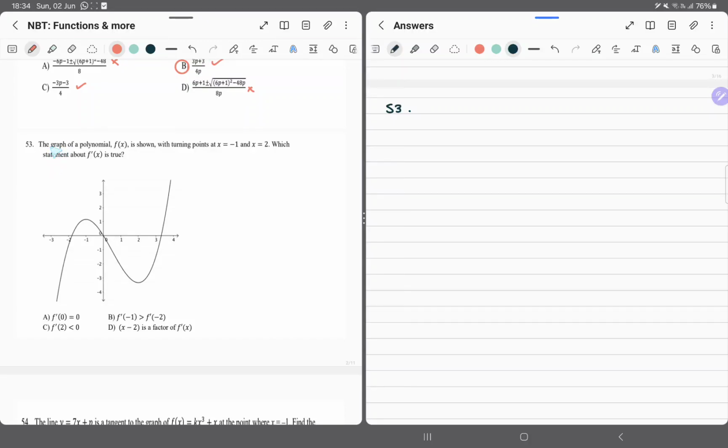53 says the graph of a polynomial. Now a polynomial is any algebraic expression that contains more than 2 terms. Because when it has 2 terms, we call it a binomial. When it has 1 term, we call it a monomial. But the moment the number of terms exceeds 2, then we can safely call it a polynomial. And the commonest polynomial for your level of study is a trinomial. Usually that trinomial has the highest power in the order of 2.